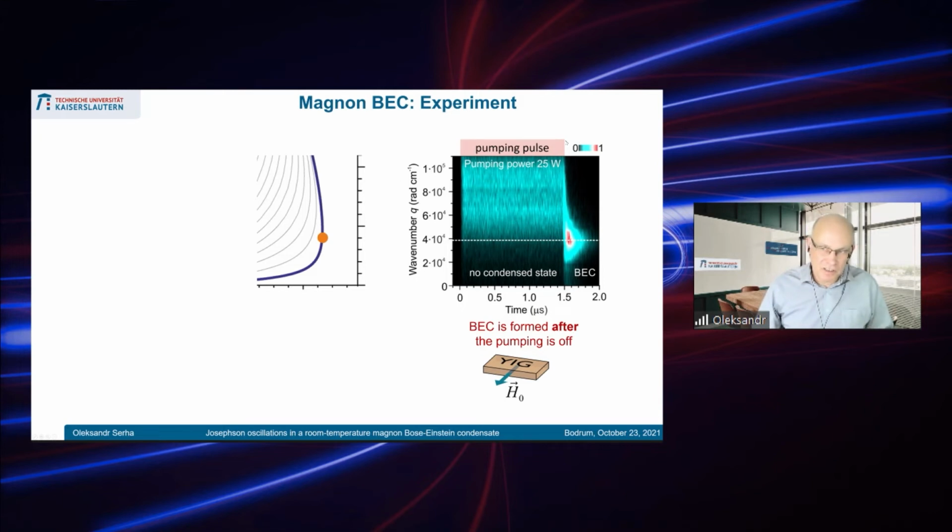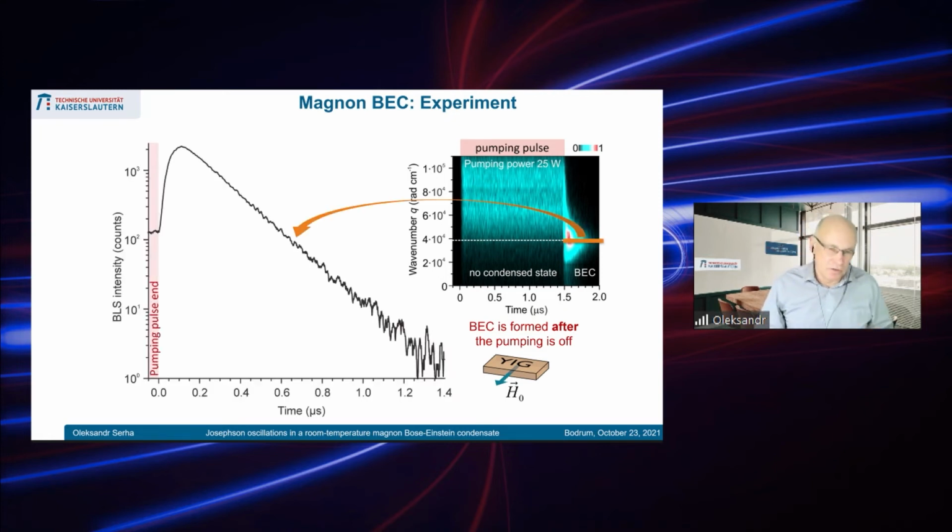When we switch pumping off, we see that magnons which previously occupied states at high q numbers propagate to the global energy minimum in our system and form a dense peak of magnons, which we associate with the Bose-Einstein condensate. So it means that the BEC is formed after the pumping is switched off. Why? Because the pumping magnetic field disturbs the system and destroys the coherency in the system.